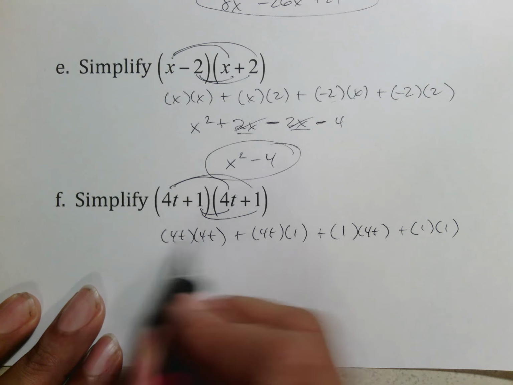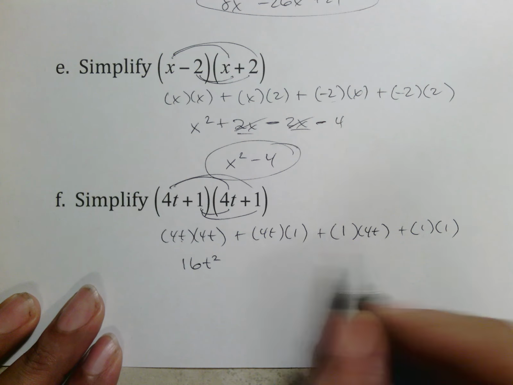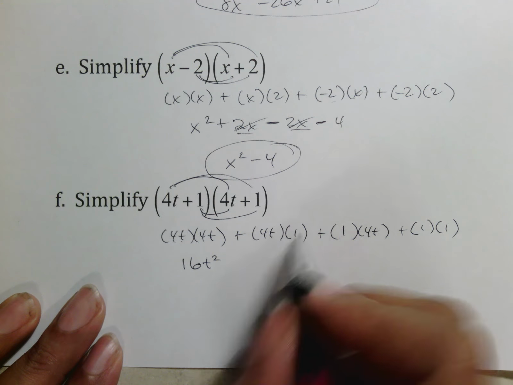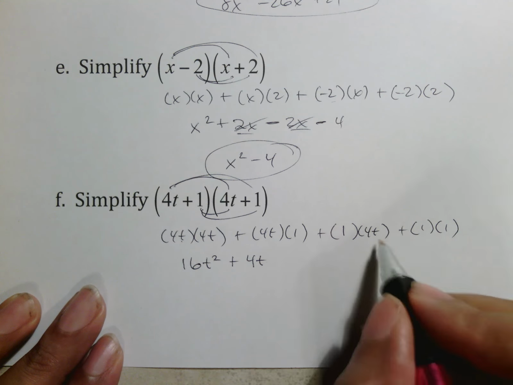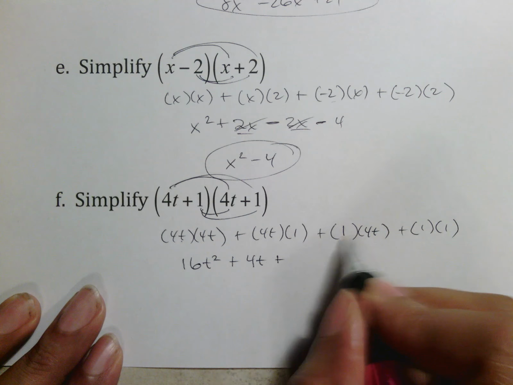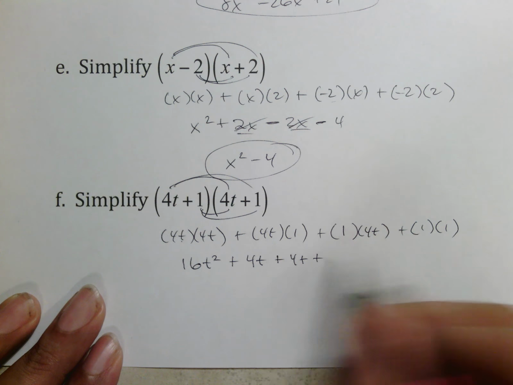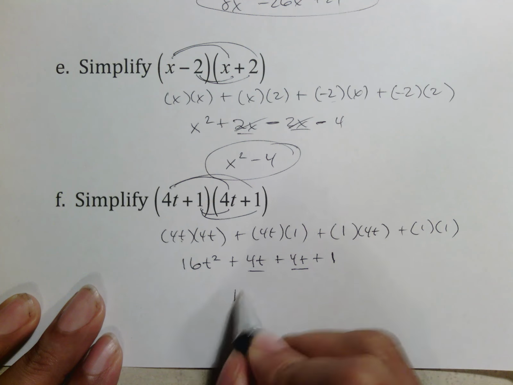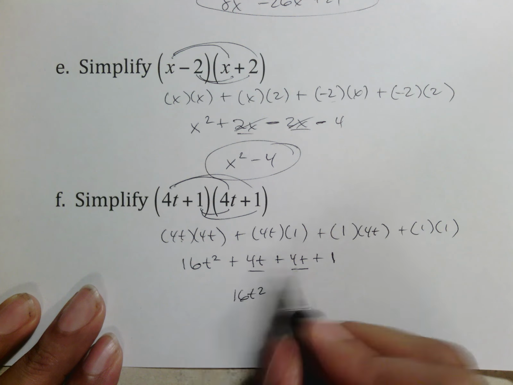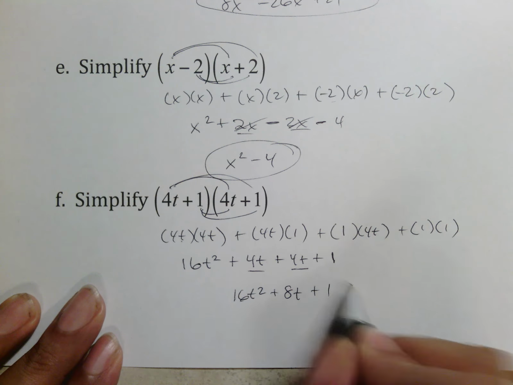From there, this is positive. 4 times 4 makes 16. T times t makes t squared. This is also positive. 4 times 1 makes 4 with 1t. This is also positive. 1 times 4 makes 4 with 1t. This is also positive, and 1 times 1 makes 1. Putting your like terms together, 16t squared, 4 and 4 this time make 8t, and then plus 1.